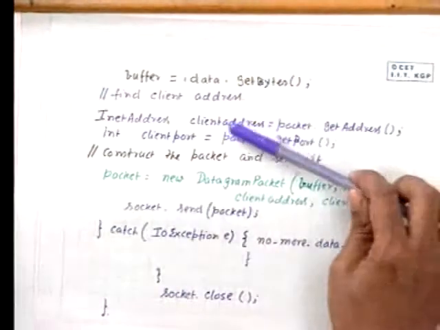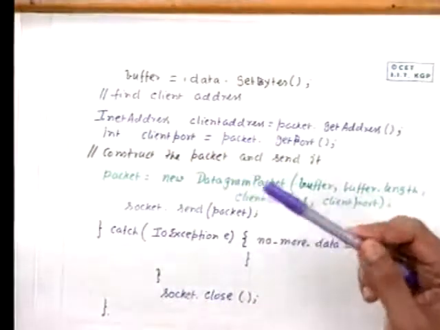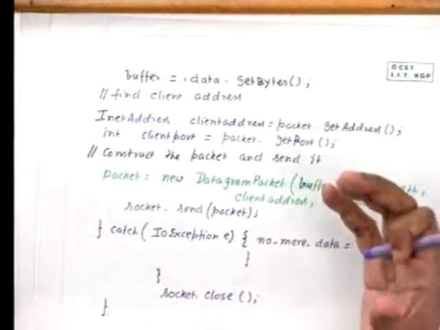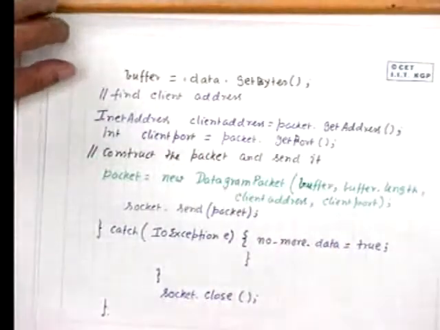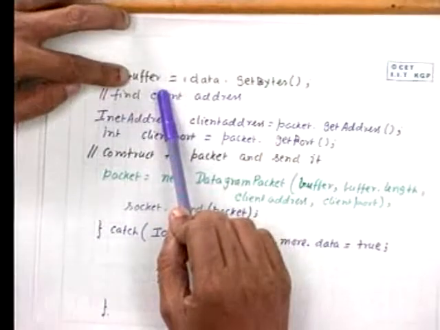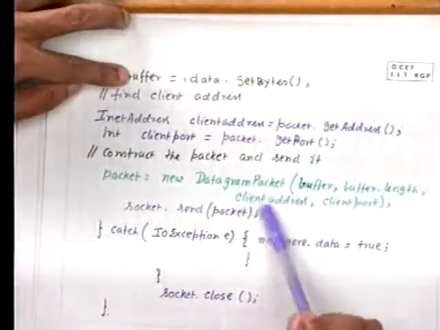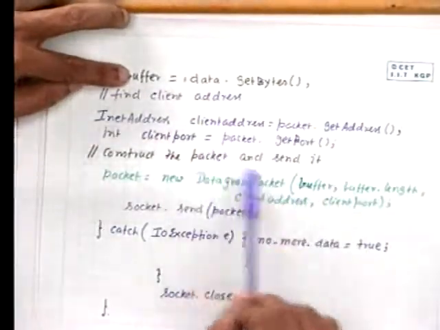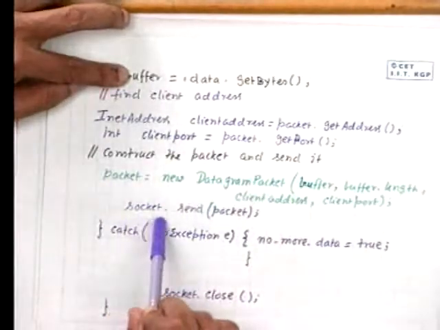So from here you can see that the server thread is actually finding out the address of the client, and then it will be sending the data back to that place. That is, it will be sending the reply to the client. For that, it now creates a new datagram packet with the buffer, in which it already has the data value to be sent. The buffer length is known, the client address is now known, and the client port. So this packet will be sent: socket.send(packet).